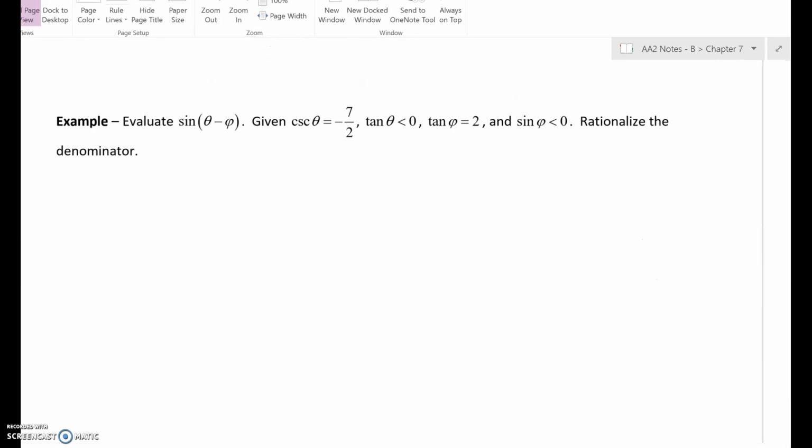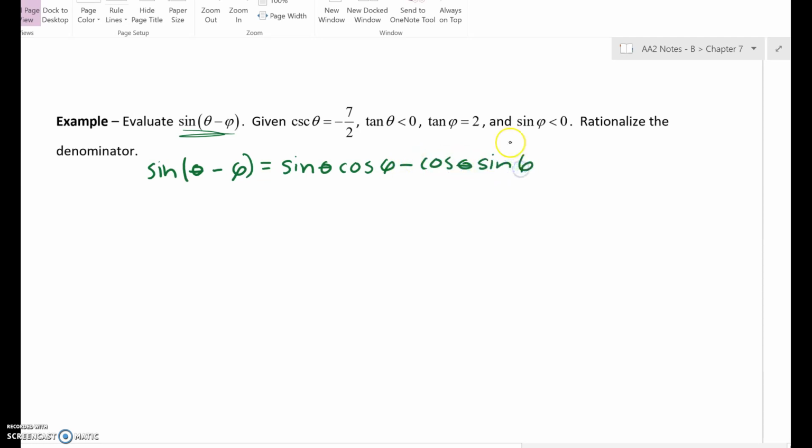Our next example: evaluate sine of theta minus phi, given that cosecant of theta is negative 7/2, tangent of theta is negative, tangent of phi is 2, and sine of phi is negative. Rationalize the denominator. Okay, so we have a lot of things going on. First, we're using the sine minus formula. So if I write that down, sine of theta minus phi, squiggly I like to call it, is sine of theta cosine of phi minus cosine of theta sine of phi.